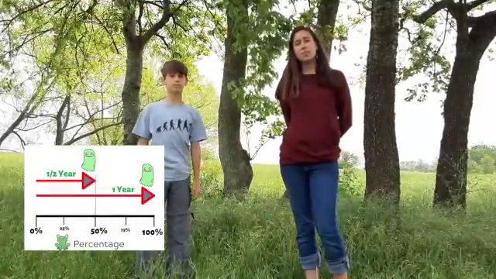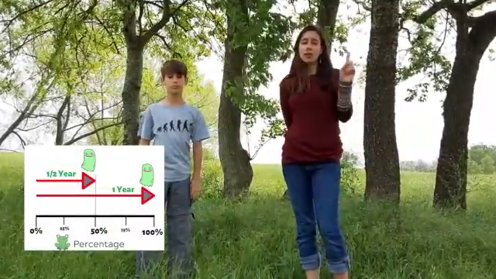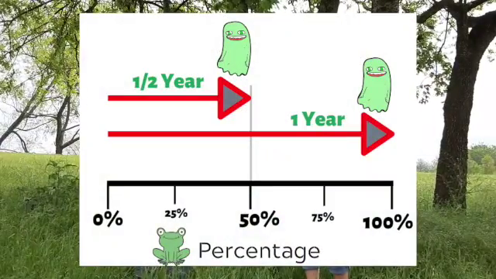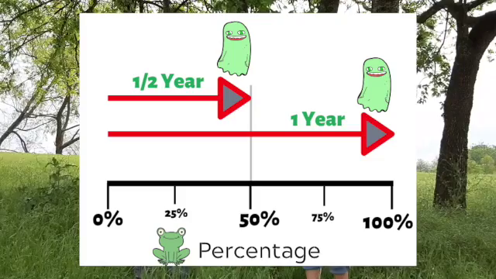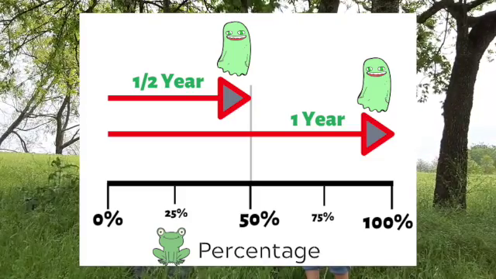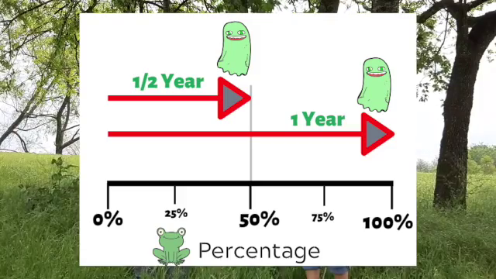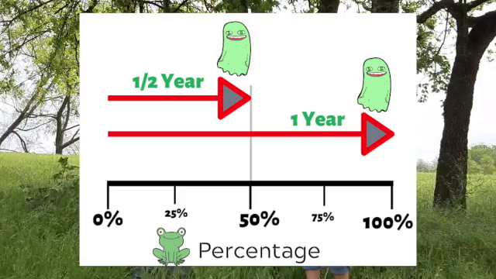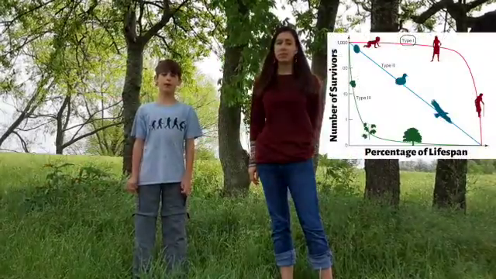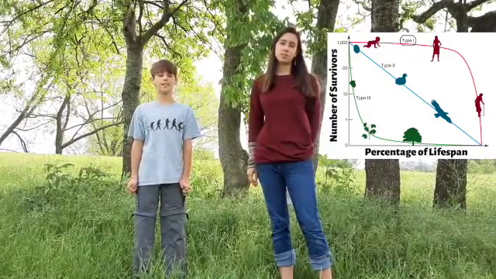For example, the lifespan of a frog is 1 year. If a frog lives 1 year, it's lived its entire lifespan. That's 100%. That means it's lived the entire thing. But if the frog only lives half a year, then it's lived 50%, or half of its lifespan. Make sense?